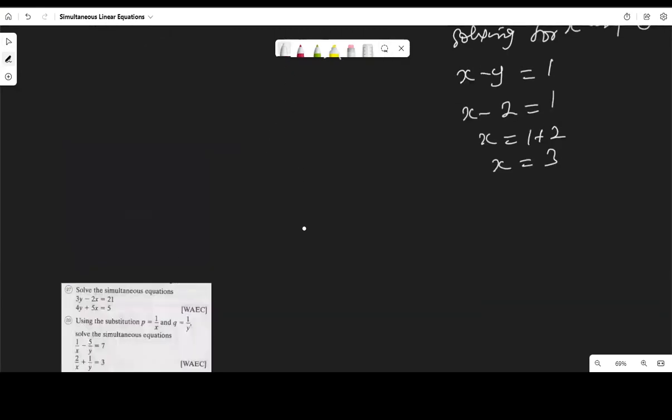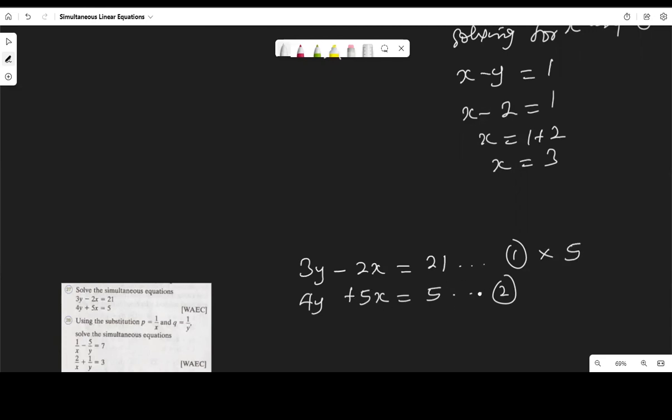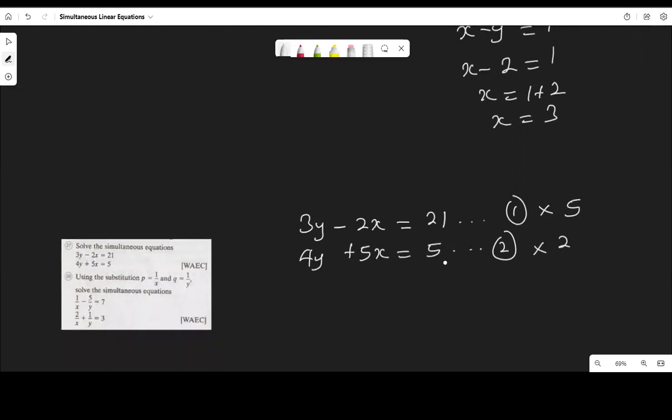We have some past questions here. The first one, 3y minus 2x is equal to 21. Let's call it equation 1. The second equation, 4y plus 5x equal to 5. Let's call it equation 2. I want to use elimination to solve this. I'm multiplying the first equation by 5, which is the coefficient of x in equation 2, and multiplying the second equation by 2, which is the coefficient of x in equation 1.